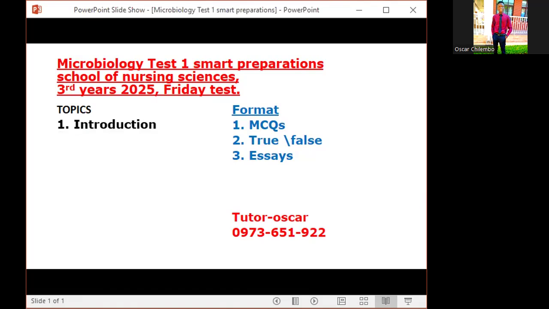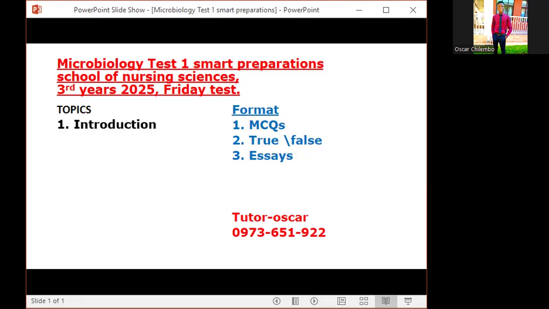There's also the germ theory of disease. You know how a disease develops. There are some theories which were discovered to say that these are the ones which lead to disease. Okay, some of them say that it's because of bad air. Then there is Koch's postulate, a step by step on how you can develop a disease.